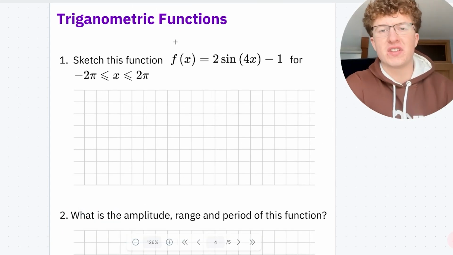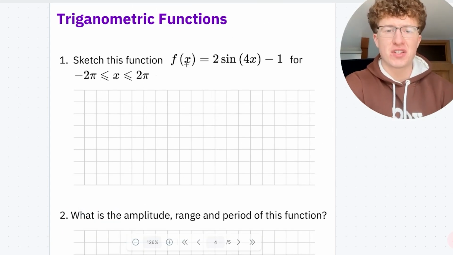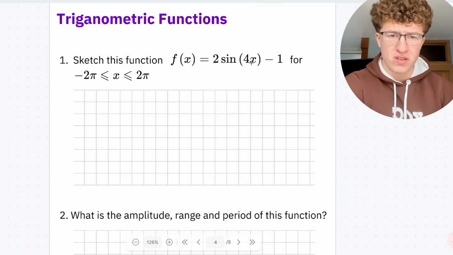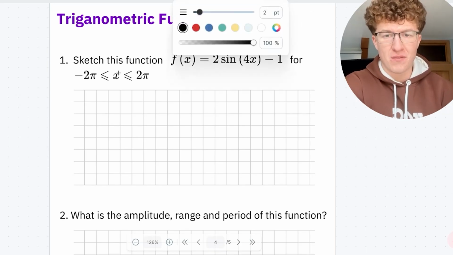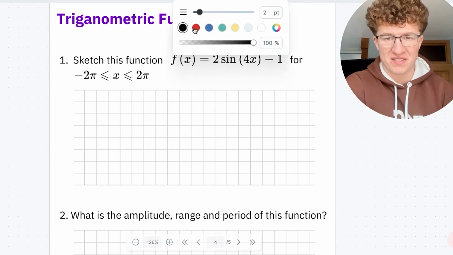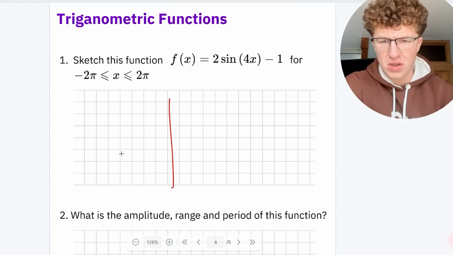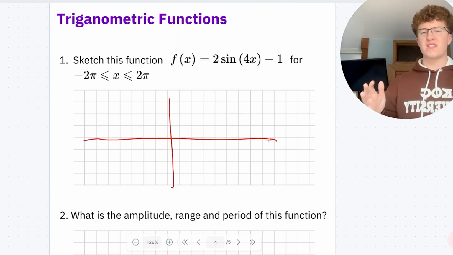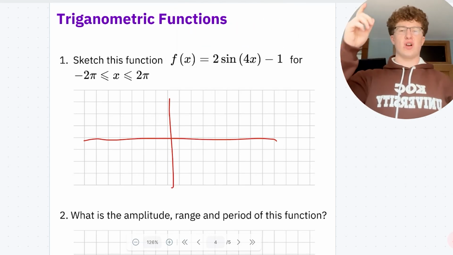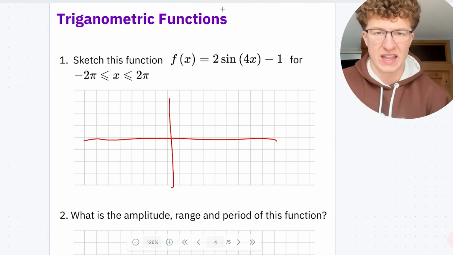Okay, now we're moving on to trigonometric functions, and we want to sketch this function. f of x is 2 sine 4x minus 1 for minus 2 pi less than or equal to x less than or equal to 2 pi. Now, again, sketch a function: draw the table, draw the x values, draw the y values, fill in the function, and then connect the dots.